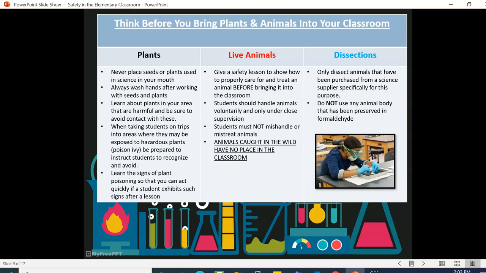Approximately 700 species of plants are known to cause illness or death, so you should learn about the plants in your area that are harmful and be sure to avoid contact with these. You could contact your local agricultural extension office to learn more. When taking students on trips into areas where they may be exposed to hazardous plants such as poison ivy, be prepared to instruct students to recognize and avoid them.